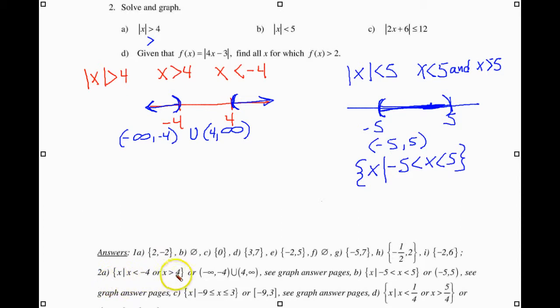Well, right here for letter A, they're giving us this one. Now, if we were to put that in set builder notation, it would look like this. And I wrote this one again, but this is down here as well. Okay, let's take a look at letter C now.